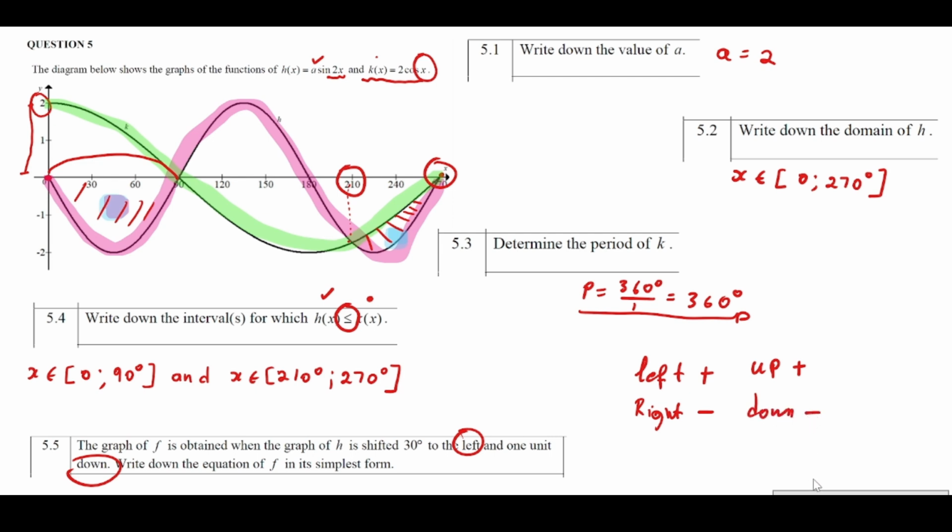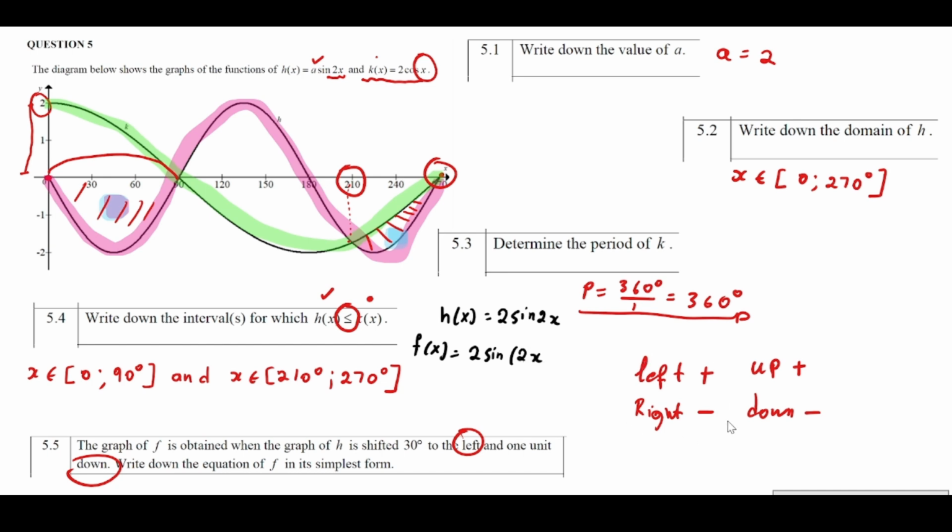So we're going to look at the graph of h. So this is the graph of h. Let's just rewrite the original graph of h. We found that a is 2, so we've got 2 sin 2x basically. So we're going to write down the new graph of f. That means it's going to be 2 sin of 2x.